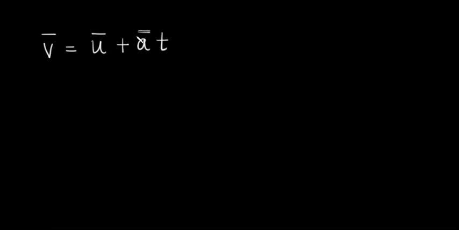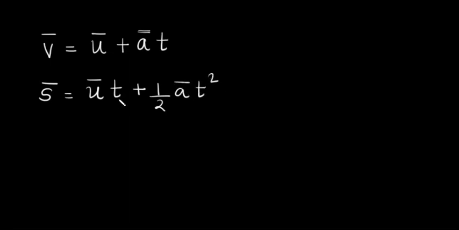If you look at the left hand side and the right hand side, both are vectors. The next equation is s bar is equal to u bar into t plus half into a bar into t square. Same here, the left hand side is a vector and the right hand side is also a vector. t and t square, the time taken, are scalars, right? Final velocity, initial velocity, displacement, acceleration, all are vectors.